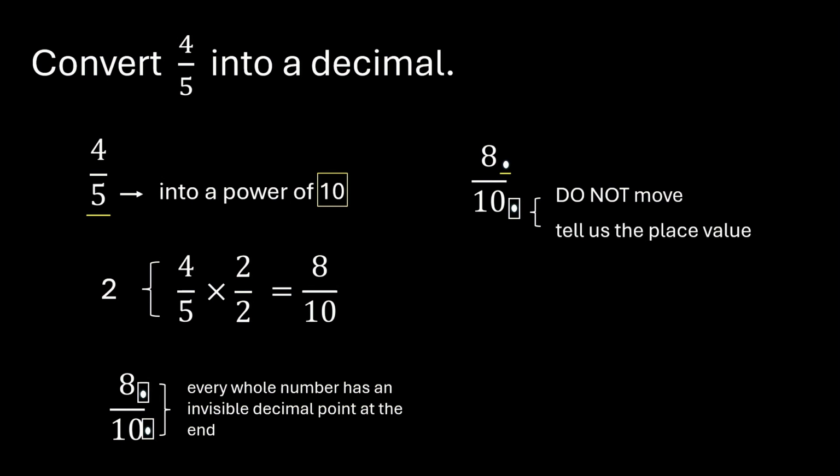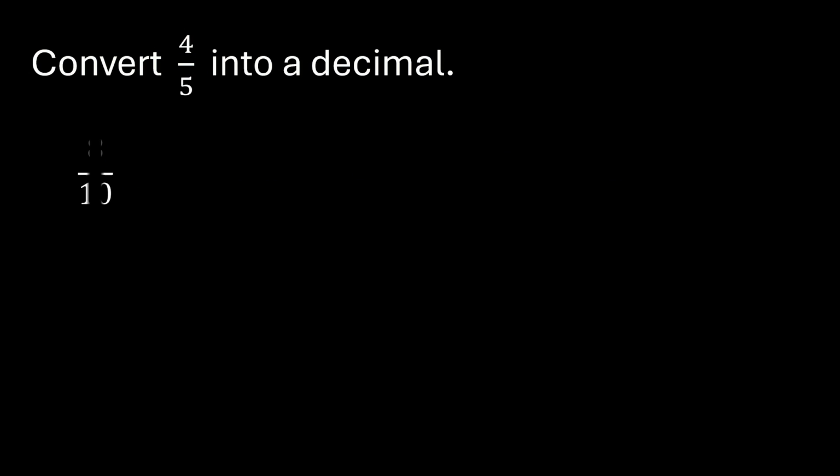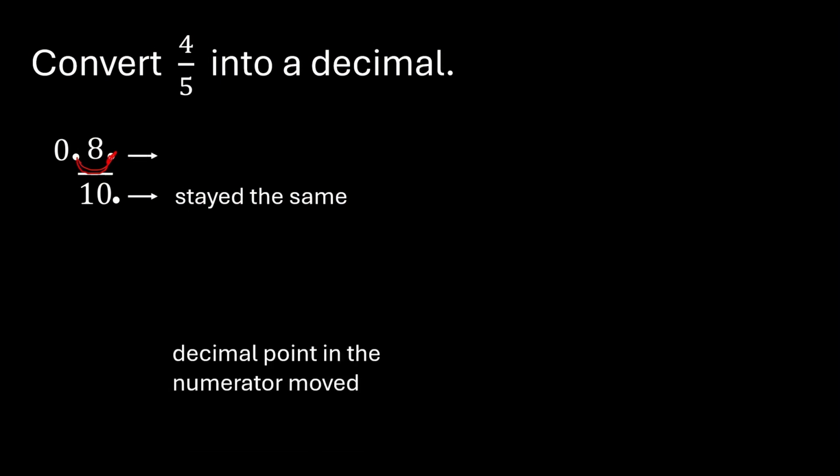Instead, we simply count the number of zeros in the denominator to know how many places to move the decimal point in the numerator. Since 10 has 1 zero, we move the decimal point in 8 one place to the left. Notice that the denominator stayed the same. Only the decimal point in the numerator moved. The denominator simply acted as our guide.